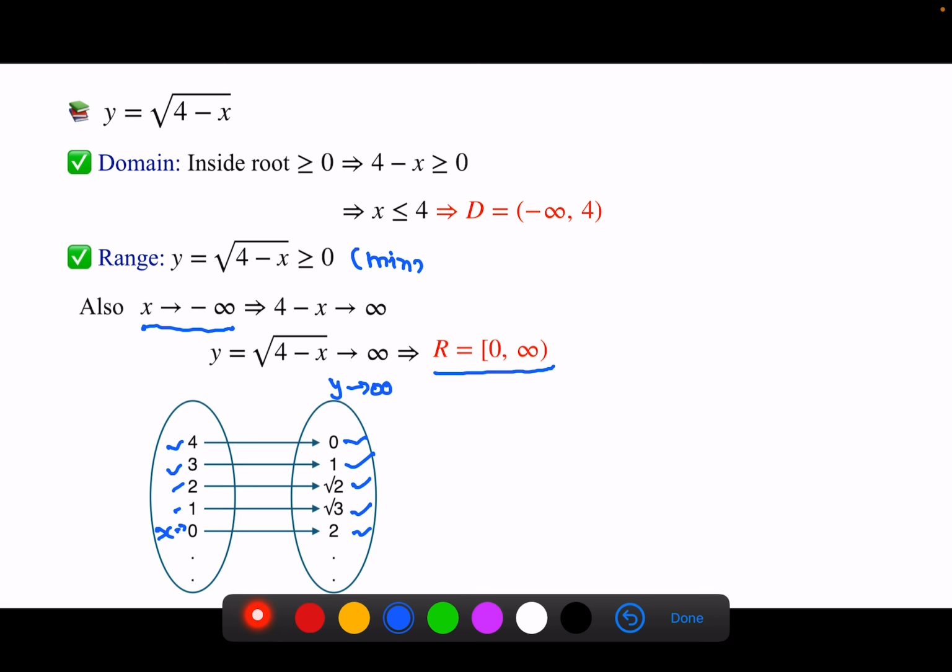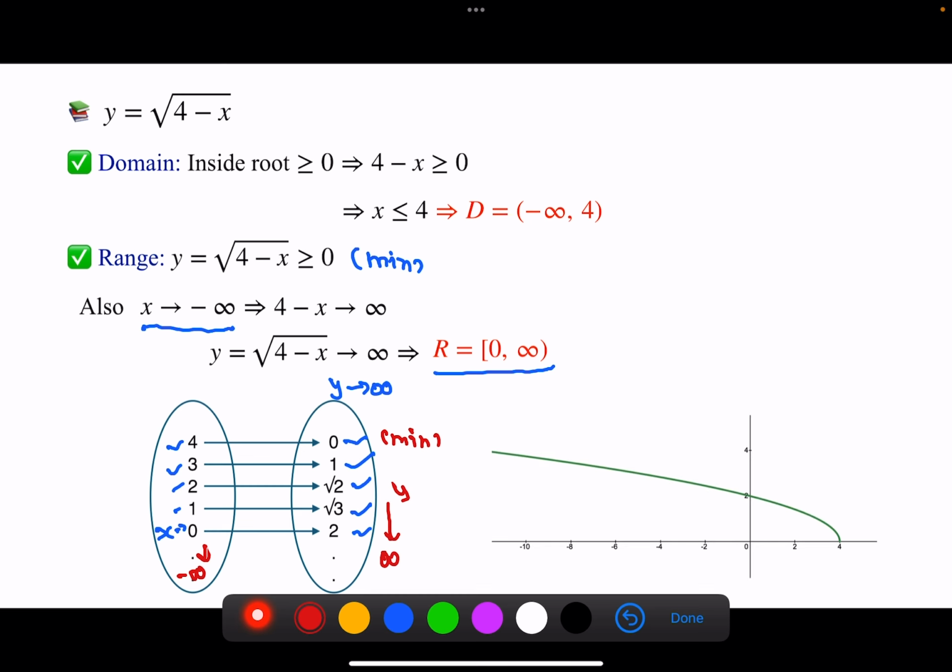So from this diagram we see that the value of y is 0, which is the minimum value, and as x tends to minus infinity, what about y? y tends to infinity. So the range is 0 to infinity.